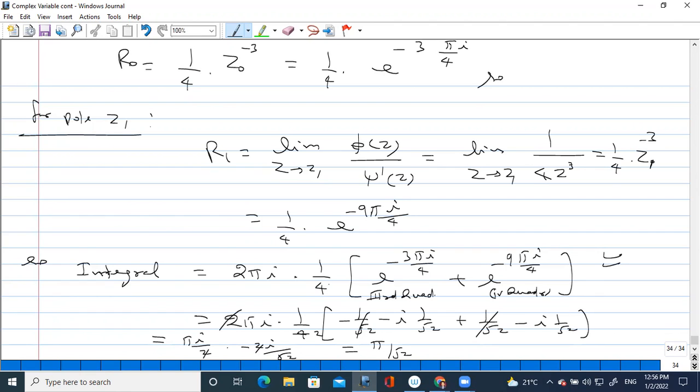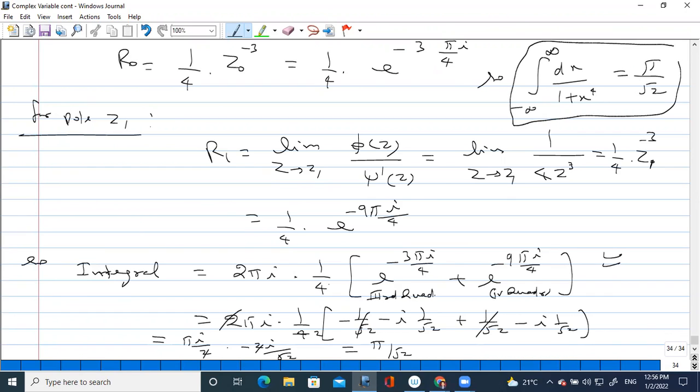So integral from minus infinity to infinity dx by 1 plus x to the power 4 will be equal to pi by root 2. Note down this. So this was a lengthy problem, but if you solve it, then it will give you a very good insight.